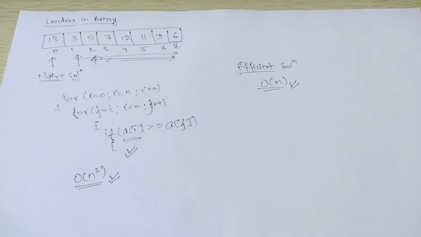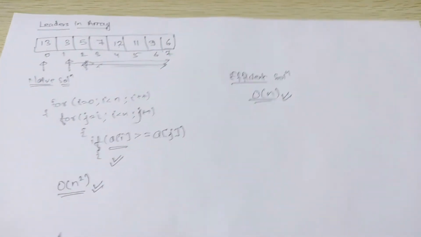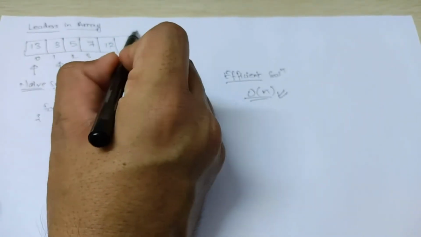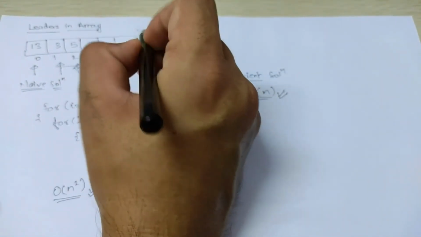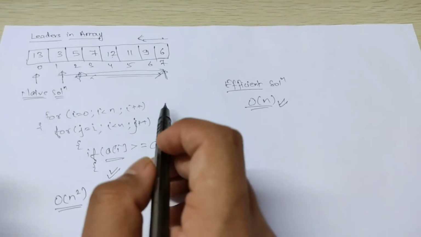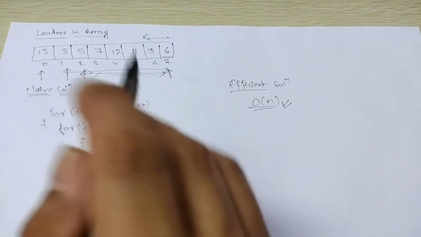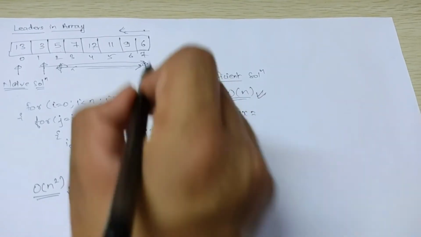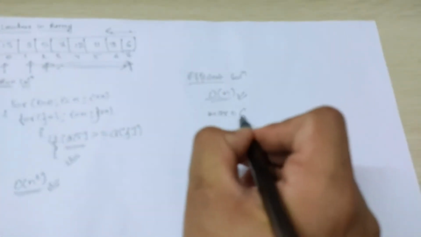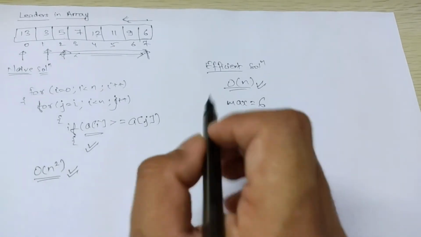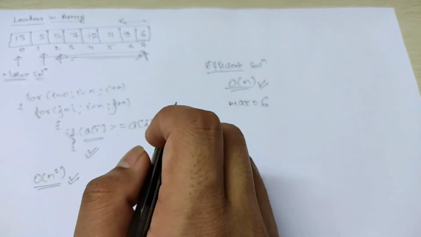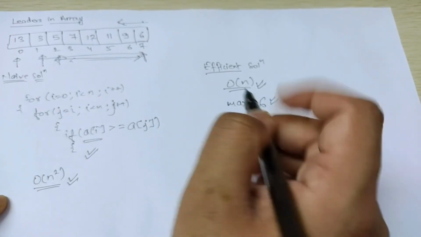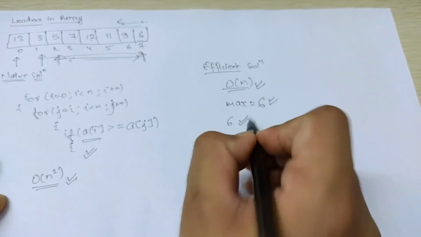So what we are going to do, we are going to start from the right side. So we will move from the right. Now as we move from the right, we will track the maximum element. So we will track whatever be the maximum element from the right side. So we will say that 6 is the maximum element. Because 6 is the maximum element and 6 is at the rightmost position, 6 is the leader. So 6 is leader, no problem.